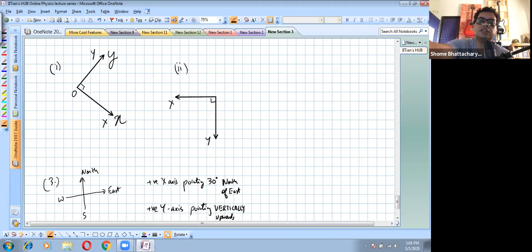And in the third one, you have to give the answer according to north-south-east-west. In the first and second, you don't give it in terms of north-south-east-west. You just show in the diagram itself whether it is coming out or going in.